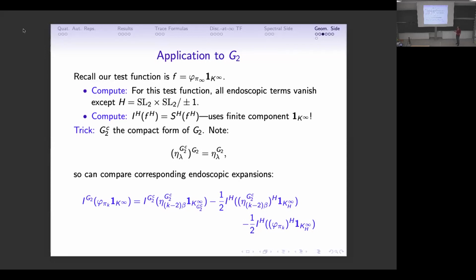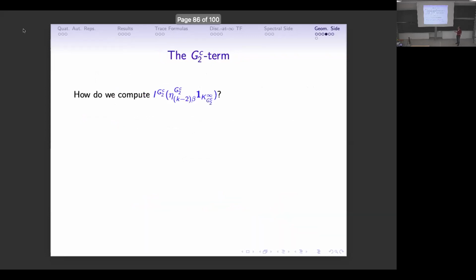And you can see here, all of these are Euler-Poincare functions, so they're very nice things. Okay. So this should resolve issue 1. Are there any questions? Okay, so now we need to worry about actually computing each of these terms. So first, let's talk about how we might compute this IG2 compact.